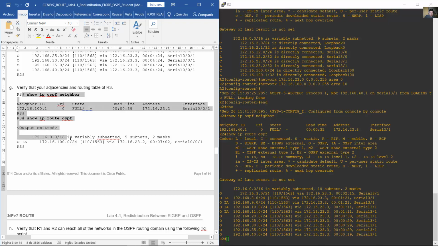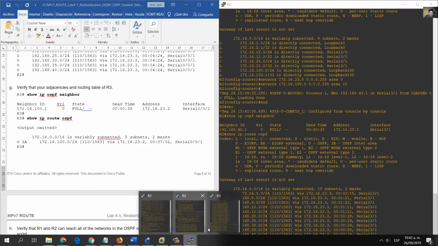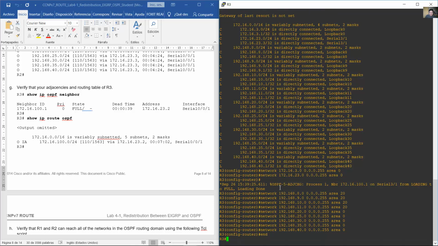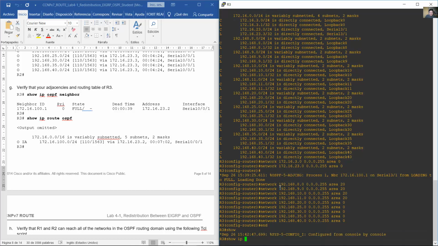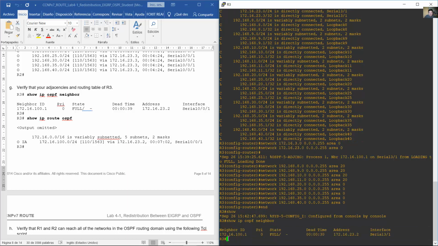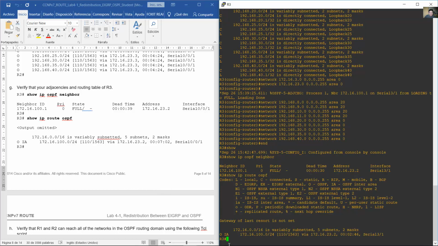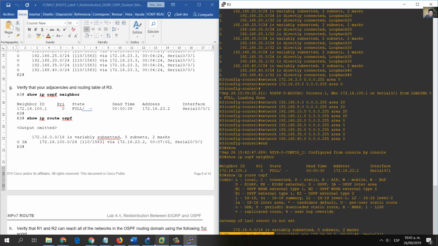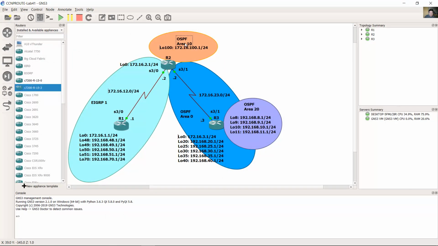On R3, also verify: show IP OSPF network. This is R2. Show IP route OSPF. Okay, inter-area 100. 100 is inter-area because it's placed on area 10. This loopback, okay, only one. Very nice.